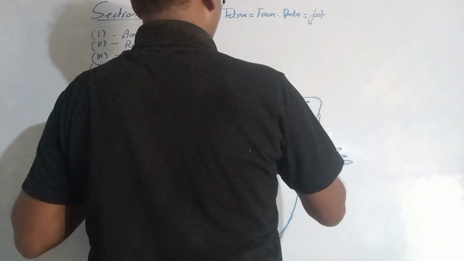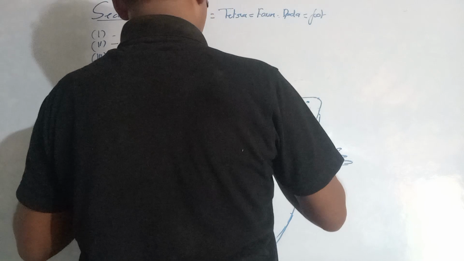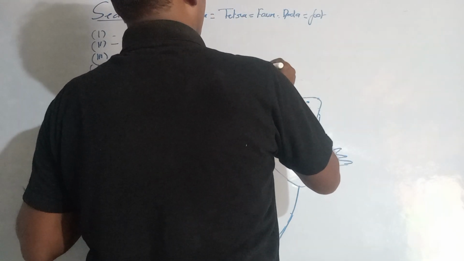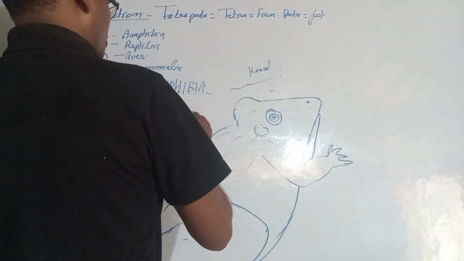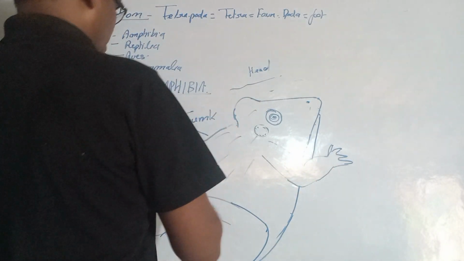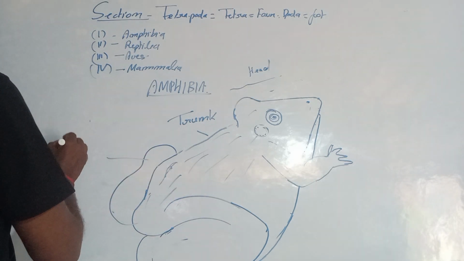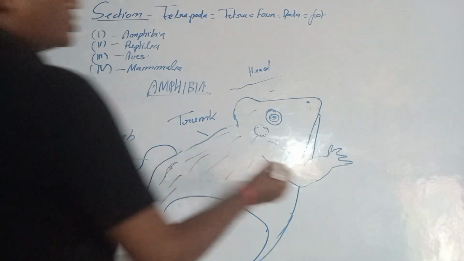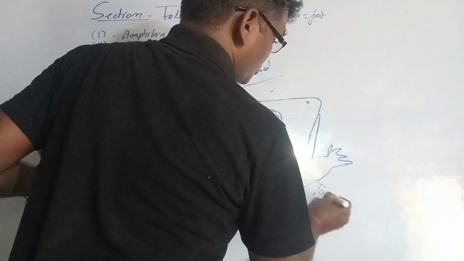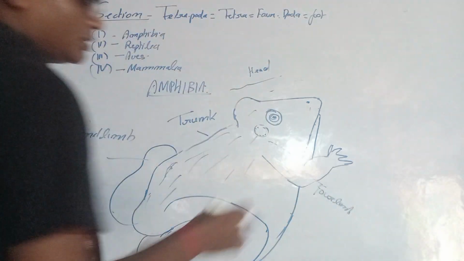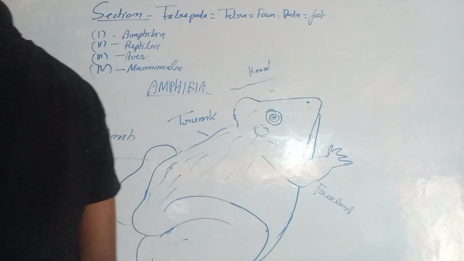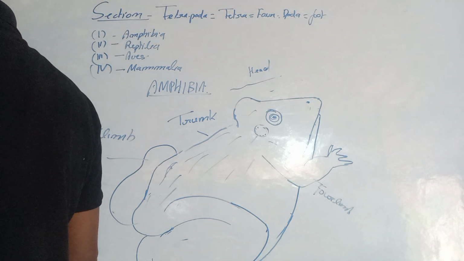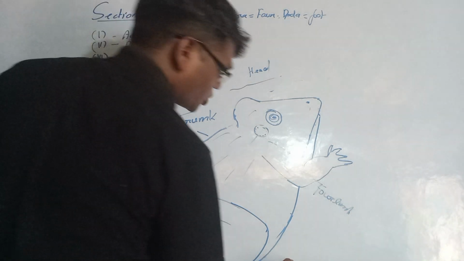So this is the head part. This is the head. No neck is available. This is the trunk. No tail is available. Posterior hind limb, and this is the forelimb. Okay, these are the structures. The four limbs are of the pentadactyl type.